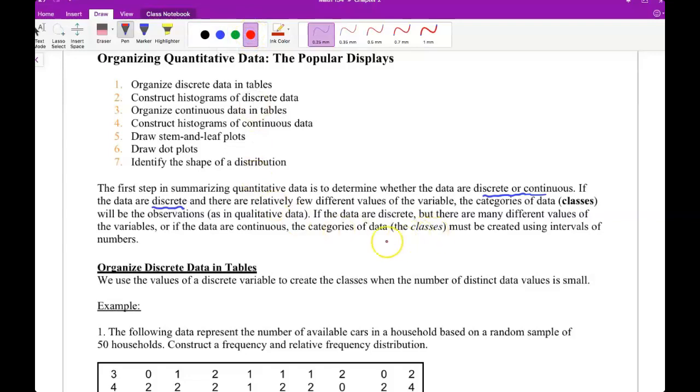If the data are discrete but there are many different values of the variable, or if the data are continuous, the categories of data or classes must be created using intervals. So when we have continuous data, we're going to use intervals of numbers. We're going to work on these to see what the difference is while working on examples.